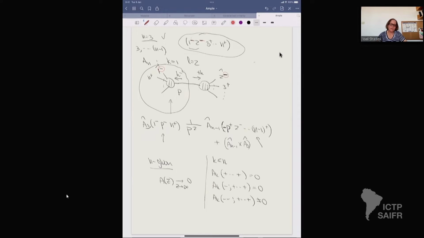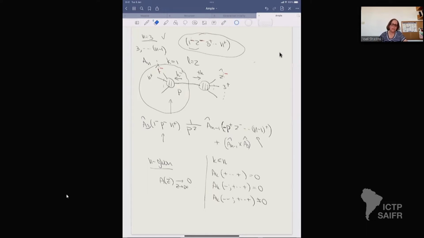And to begin with, a priori, let's start this from the beginning. So let me say, again, this is 1 minus, this is 2 minus. And so now the question is, how do we partition the different legs? What factorization channel are we looking at? So we have two possibilities.